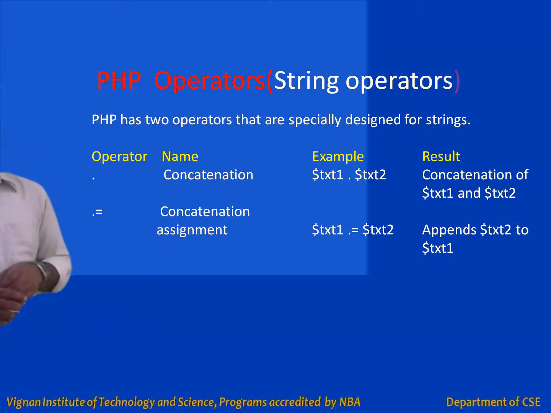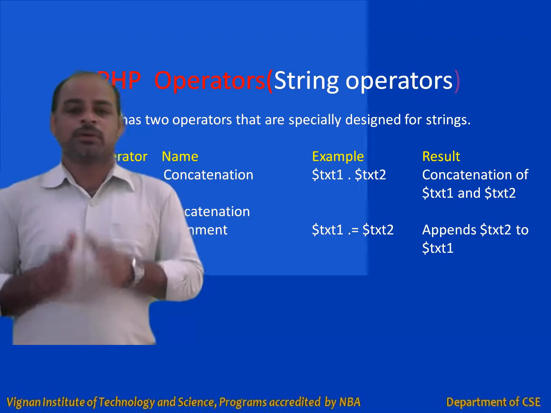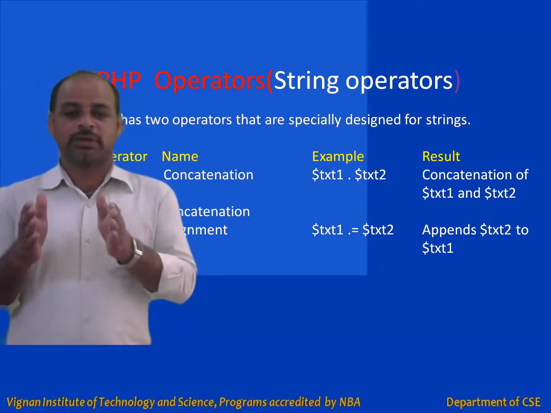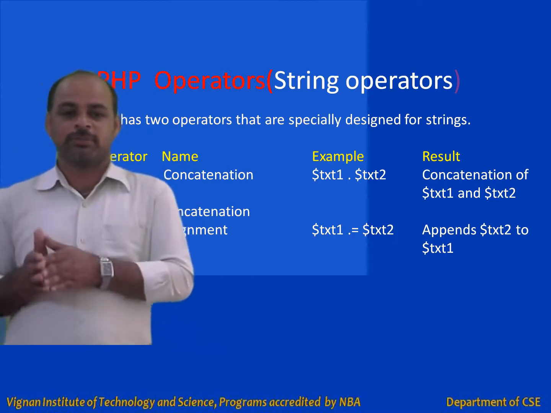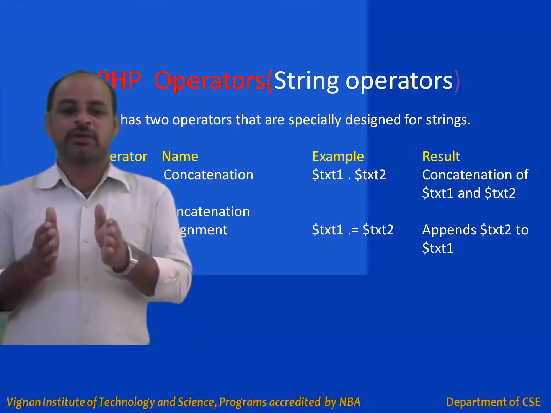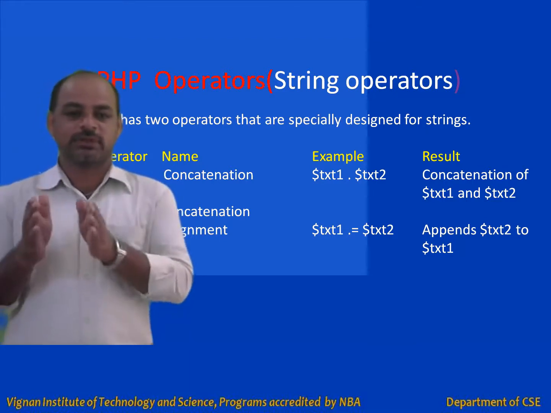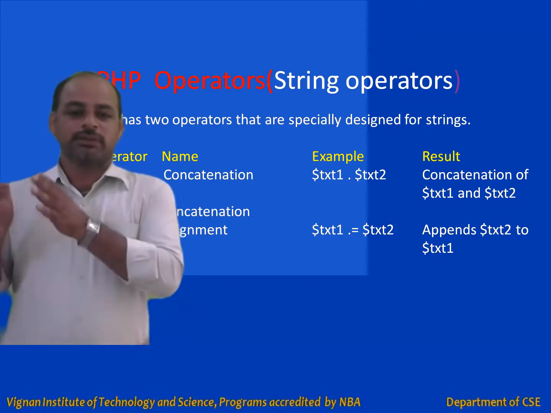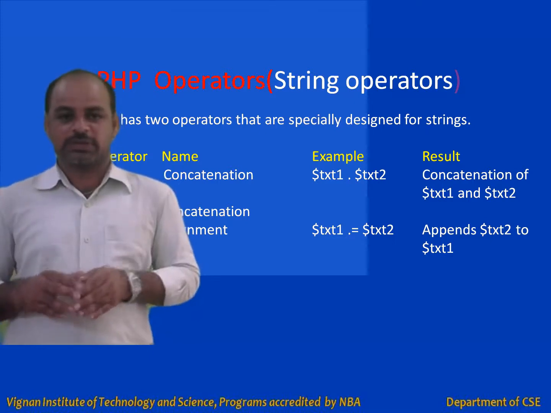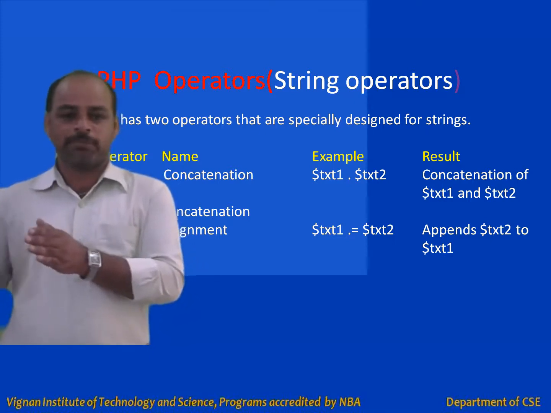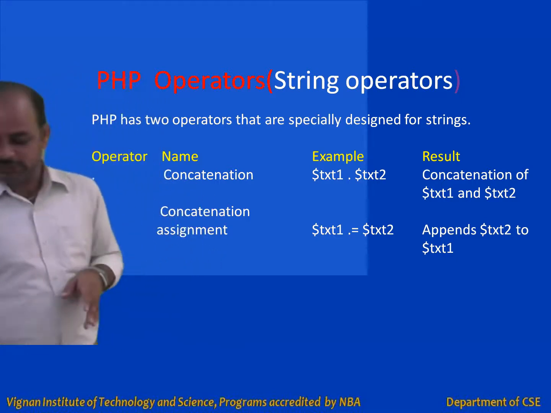Similarly, we have the concatenation assignment. In the concatenation assignment, what will happen is $text1 .= $text2. Which is similar to a shorthand assignment operator. So text1 is equal to text1 . text2. It means the text2 value is simply appended at the end of text1. That is, the second string is appended at the end of string 1. So this is the concatenation operator.